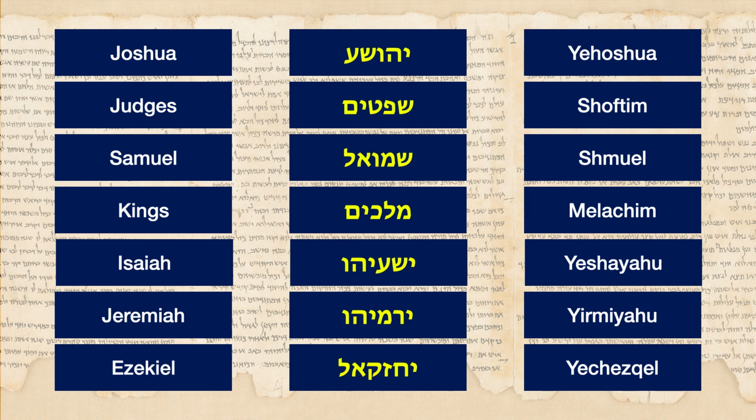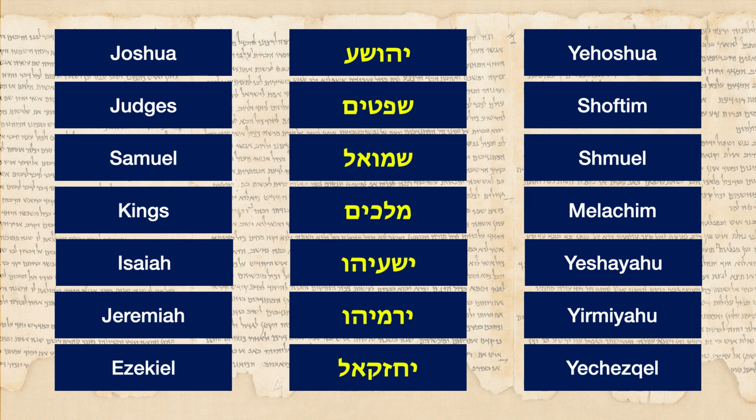Let's begin with the prophets. Joshua, Yehoshua. Yehoshua is Joshua. Judges is Shoftim. Samuel is Shmuel. Kings, Melachim. Isaiah is Yeshayahu. Jeremiah is Yirmiyahu.